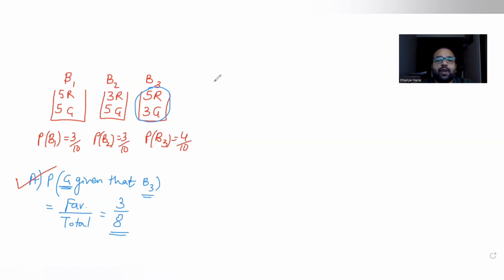Now let's move to the second option here. Second option says probability that the selected bag is B3 and the chosen ball is green equals 3 by 10. Now when they say and, it means first you need to select bag B3 and then you need to select a green ball from that bag. So whenever and is there, we use this multiplication formula. So I'll select first bag B3 and after that I will choose a green ball from that bag. So I'll multiply those two probabilities here.